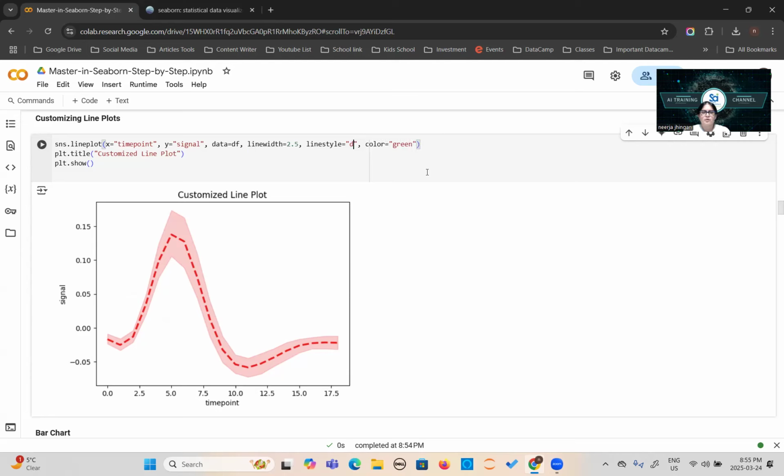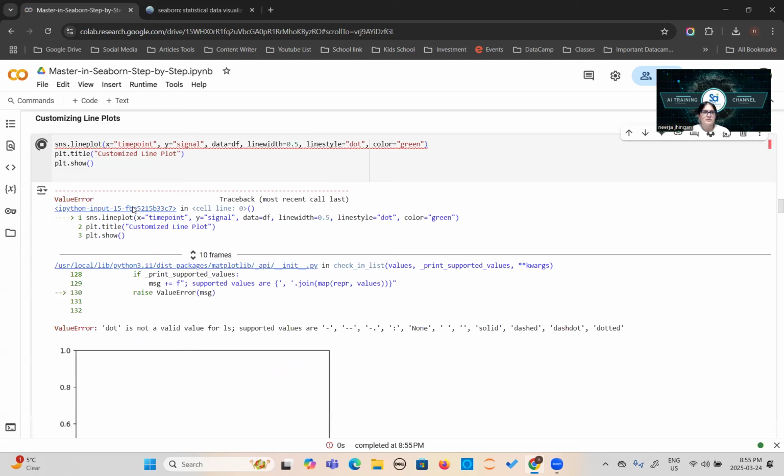And if you don't want the dashed line and want some other line style, then let's try with the dot. We will check if it's dot or dots. And line width you can decrease. You can just say 0.5. Here we go. So we will run it. It's not dot. We can make it dash dot.